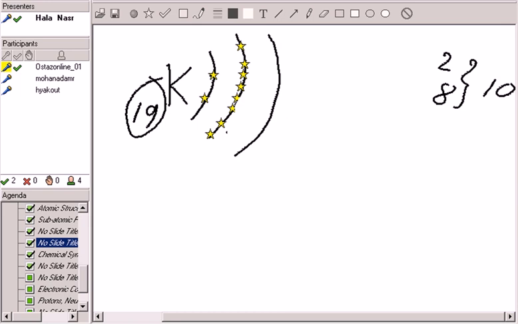The third shell we can carry 8. Okay, how many should we put? How many left to put? No, we already have 10, right? We've already put 10. So how many left from the 19? 10. Shall I put the whole 10 on the third energy level?